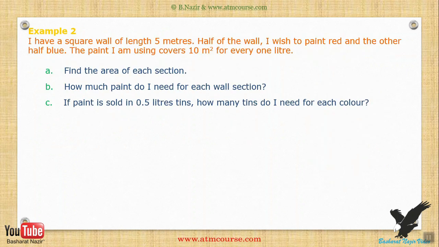Example 2. I have a square wall of length 5 meters. Half of the wall, I wish to paint red and the other half blue. The paint I am using covers 10 square meters for every 1 liter. Part A. Find the area of each section. Part B. How much paint do I need for each wall section? Part C. If paint is sold in 0.5 liter tins, how many tins do I need for each color?